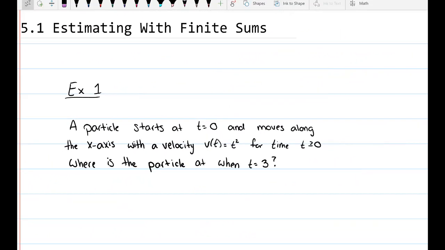Example 1. A particle starts at t equals 0 and moves along the x-axis with a velocity of v of t equals t squared for time t greater than or equal to 0. Where is the particle when t equals 3? This means that we're looking for the distance traveled over the span of 3 seconds. Your instinct might be to plug in 3 for t, but the problem is that will give you the velocity.